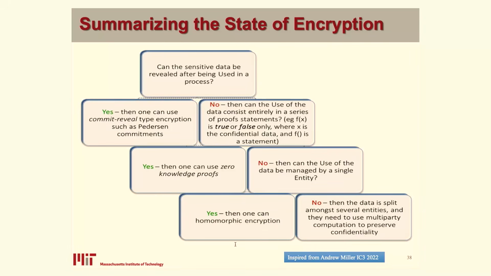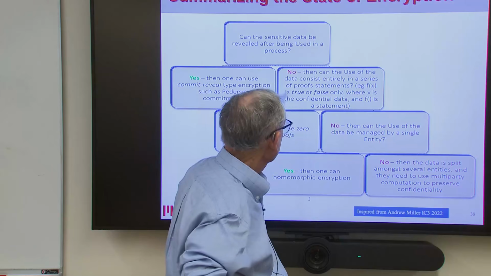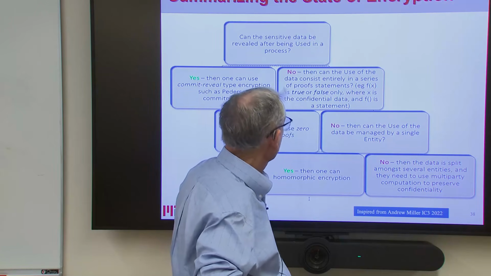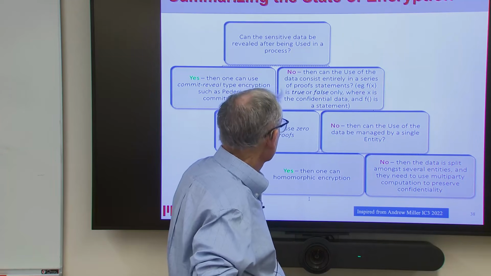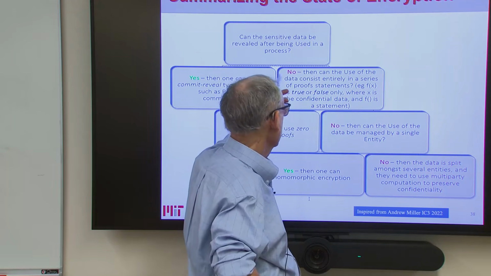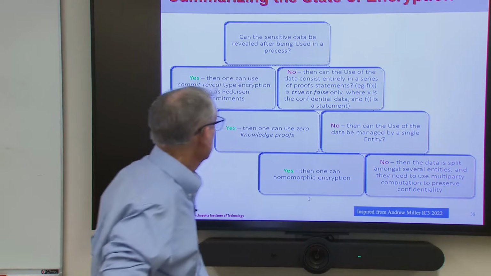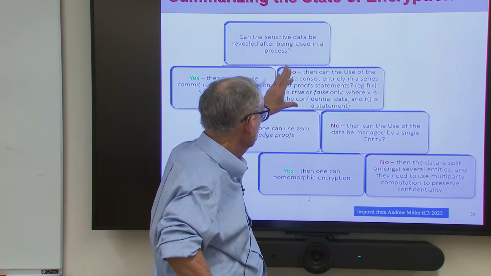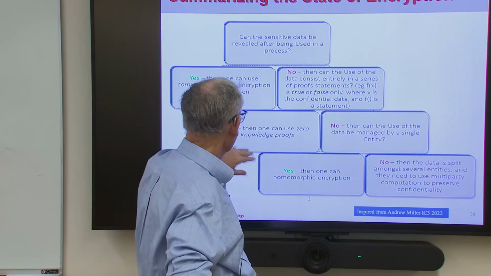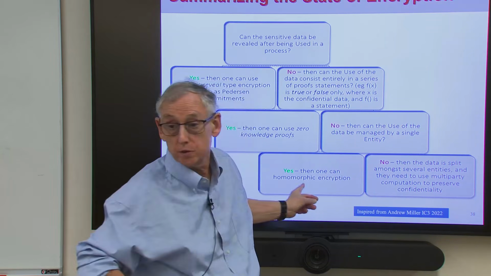On the other hand, if the answer is no, then the new question is, can the use of data entirely consist of a series of proof statements? Like, is it true that we have this value f? Is it true or false when x is the confidential data and f of x is the statement? Is it true that f of x, this value, is the true value or not? It's a true-false statement. It's binary. If the answer to the second question is yes, then you can use zero-knowledge proofs.